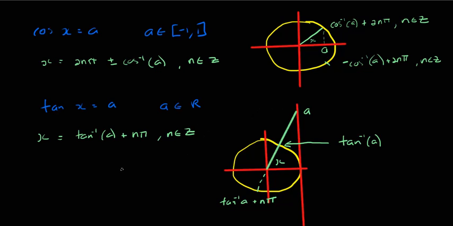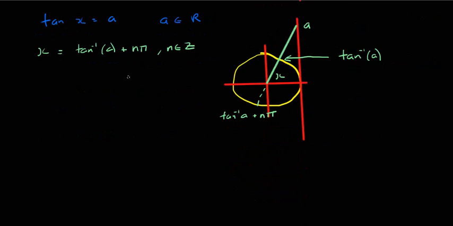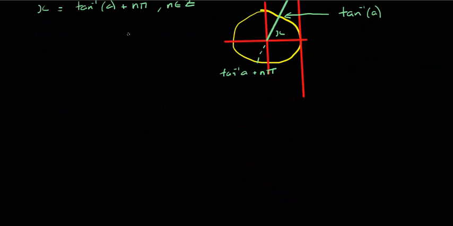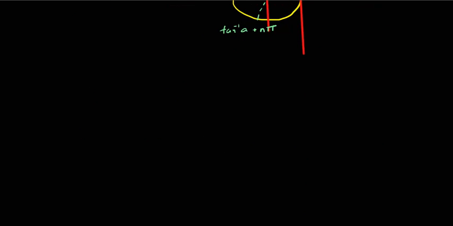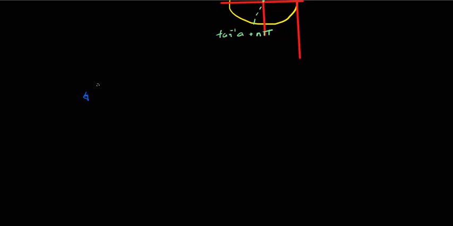Okay, so if I can scroll down a little bit. Now the tricky one. What did I do there? Right. Sine of x equals a. Okay, better hurry up.